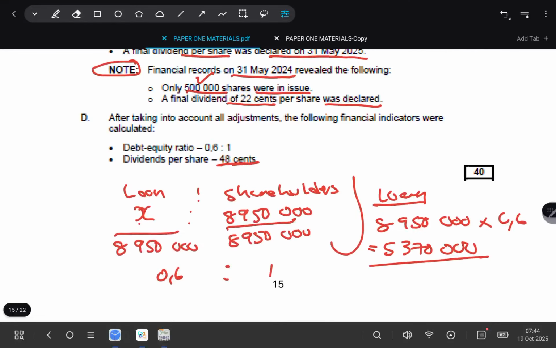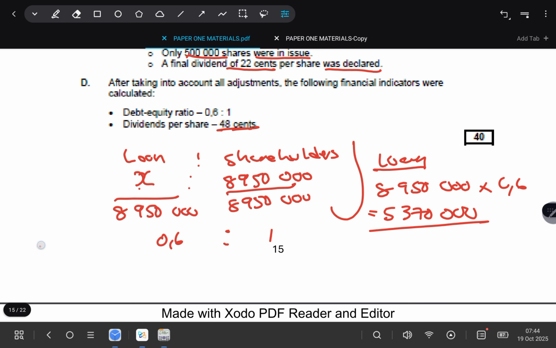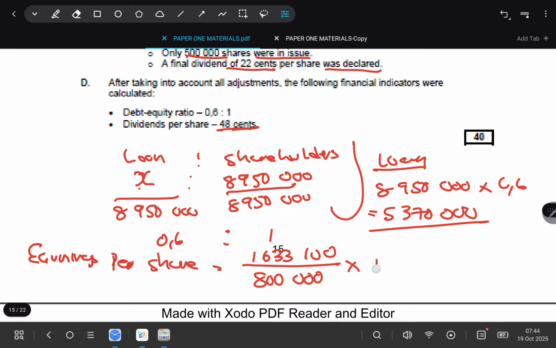Okay, so remember, to do your earnings per share, you need to calculate it on the side. So our earnings per share, because the shares that were sold, they qualified for everything. So it means we need to include them. So you are going to take your net profit of 1,633,100. You divide it by 800,000, because those shares, they qualified for both interim and final. And then you check how much you got. So we're going to say 1,633,100 divide by 800,000, and then we multiply by 100.